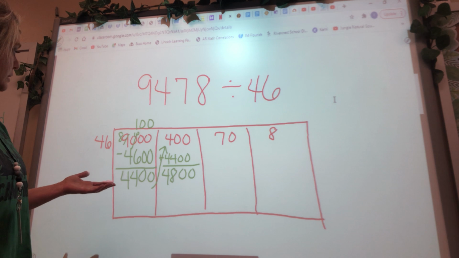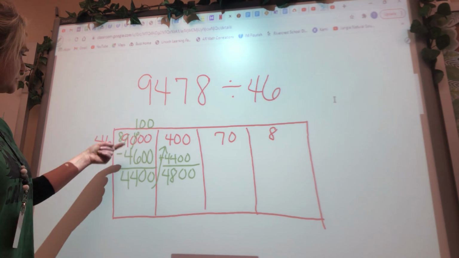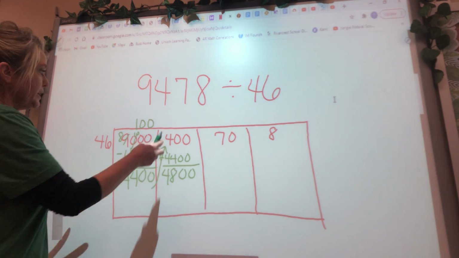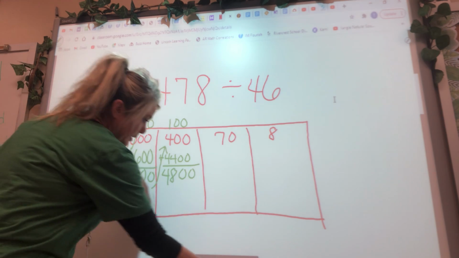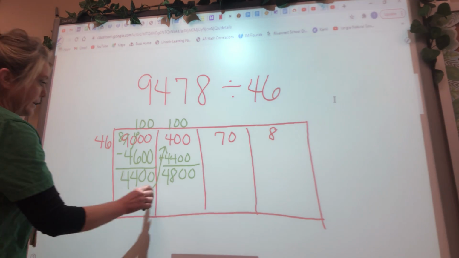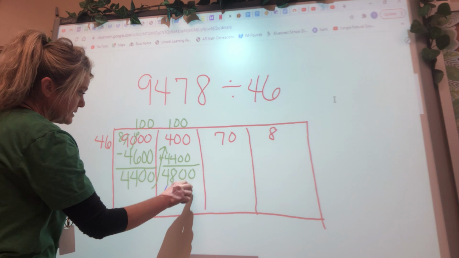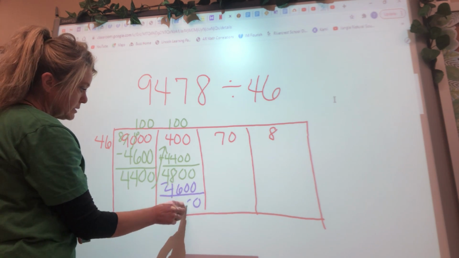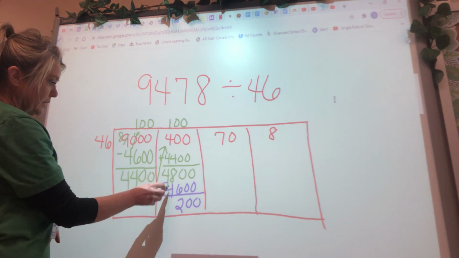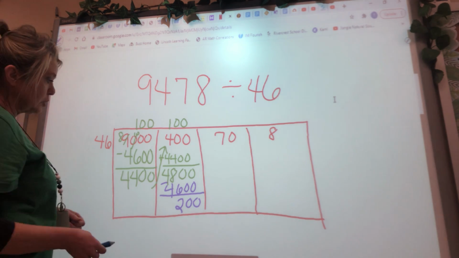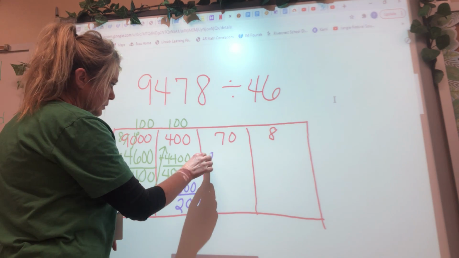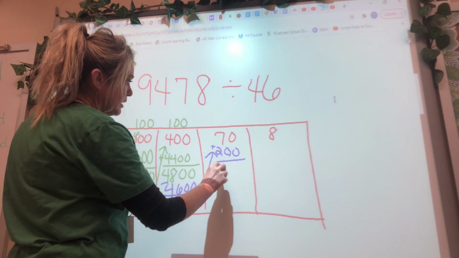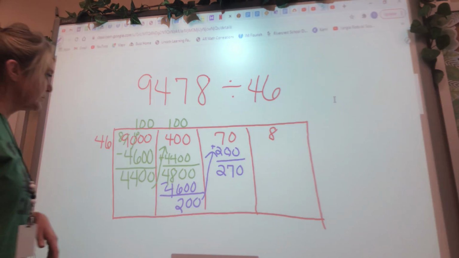Well, since we just did this one times 100 and it gave us 4,600, and that's less than 4,800, we can go ahead and use 100 again. And if we multiply that, we again get 4,600. And if we subtract, we get 0, 0, 2, and then 0. So just like the other model, we bring that on over and add it to what was already over here. So now over here we have 270.